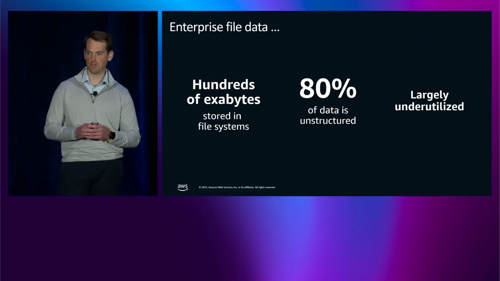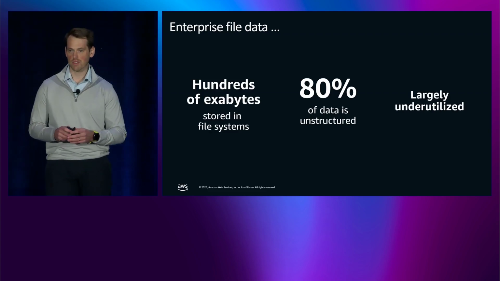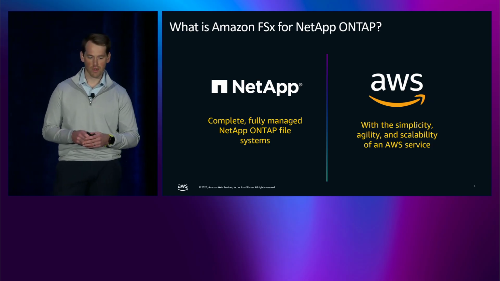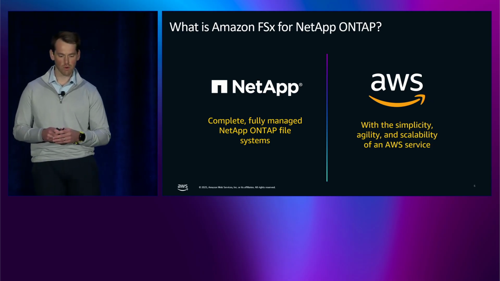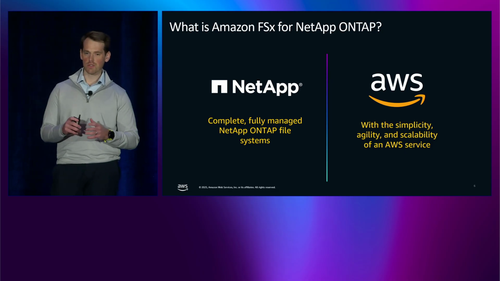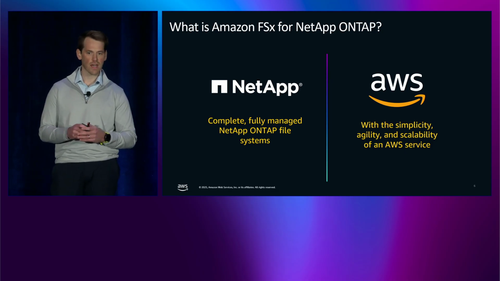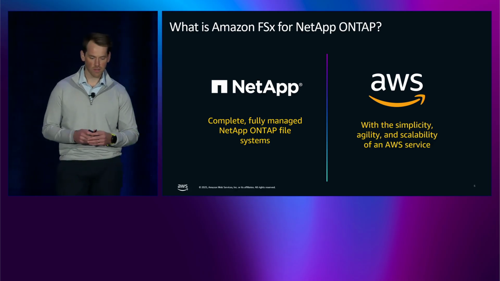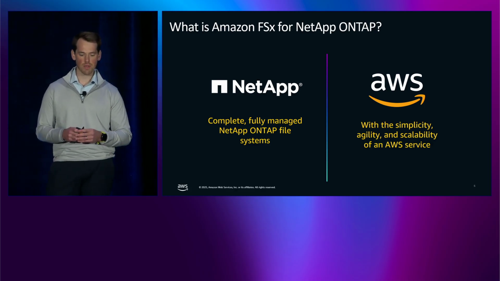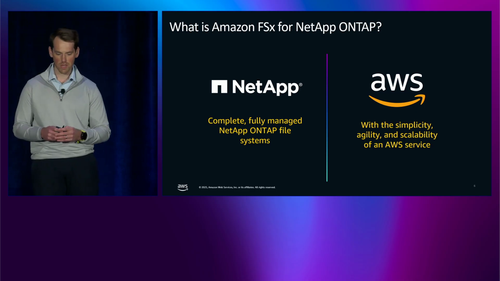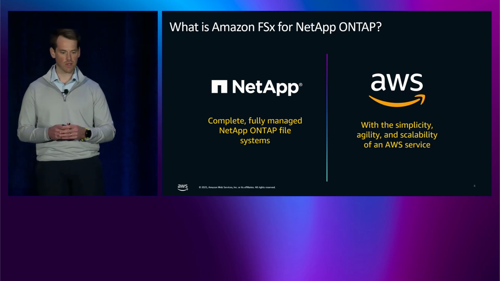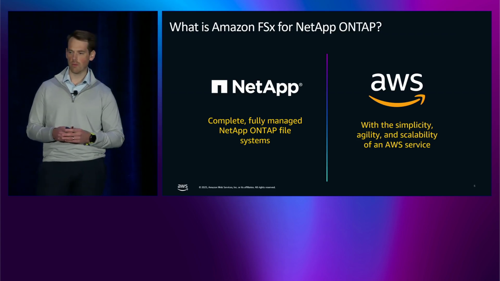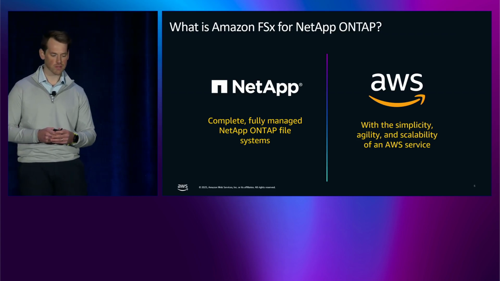And that solution starts with Amazon FSx for NetApp ONTAP. Amazon FSx for NetApp ONTAP is the first and only storage service that offers like-for-like, fully managed NetApp ONTAP file systems in the cloud. You get all the familiar features, capabilities, and APIs of NetApp ONTAP file systems, everything your teams know and trust, combined with the simplicity, agility, and scalability provided by AWS.